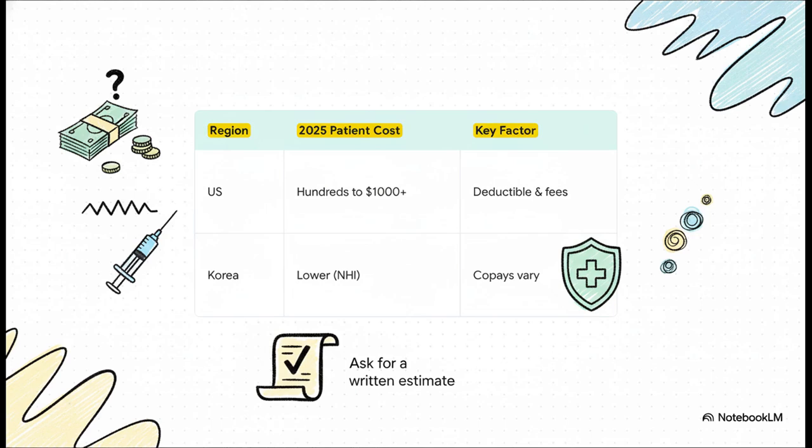All right, let's talk money. And the honest answer here is, it's all over the map. In the US, your out-of-pocket could be hundreds or even over $1,000. It really just depends on your insurance. In a place like South Korea, the national health system covers a lot, but you'll still have copays. So here's the single most important piece of advice I can give you. No matter where you live, always ask for a written estimate beforehand, period.